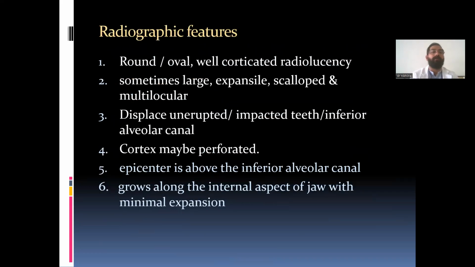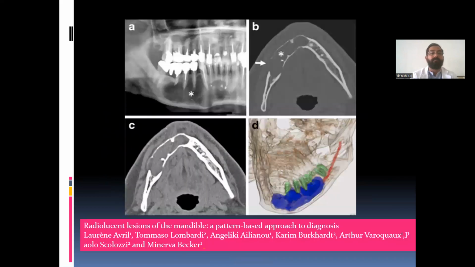Moving on to the radiographic features: a well-rounded, oval, or well-corticated radiolucency, sometimes with a large expansion or a scalloped and multilocular radiolucency. You can see displacement of the unerupted or impacted tooth and of the inferior alveolar canal. Cortex may be perforated. Epicenter is above the inferior alveolar canal. It grows along the internal aspect of the jaw with minimal expansion.